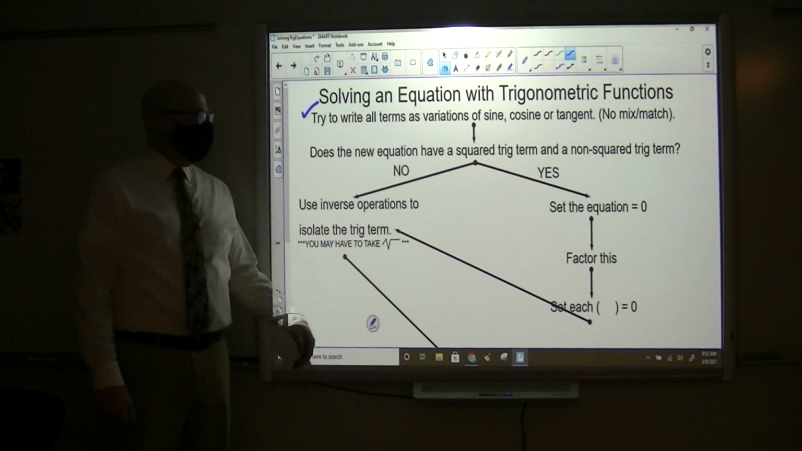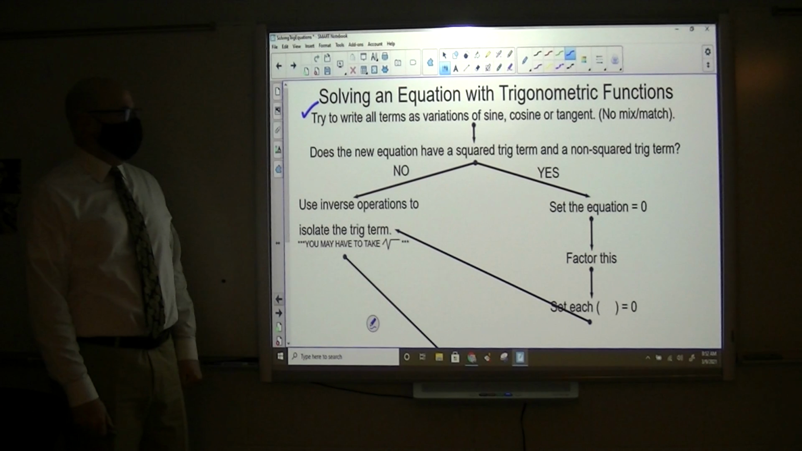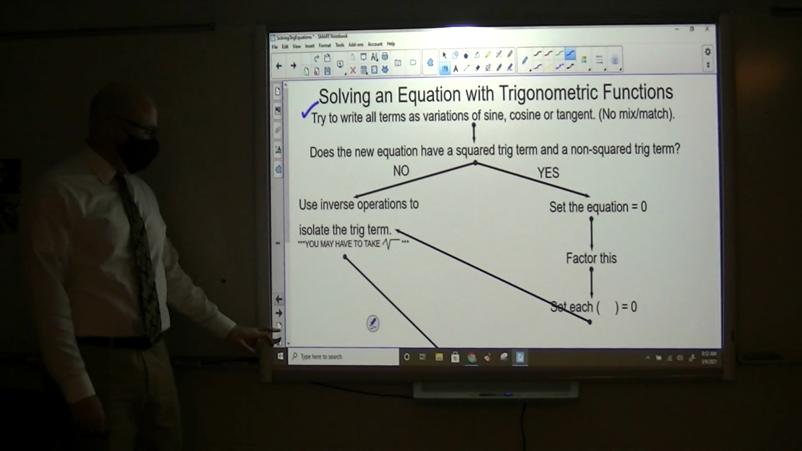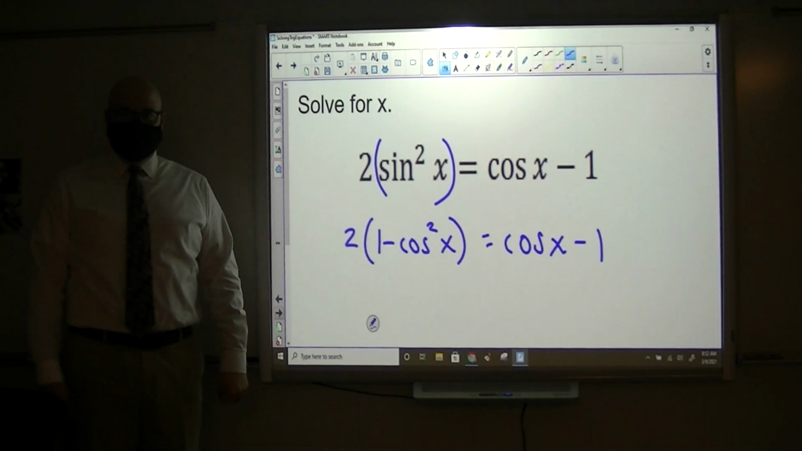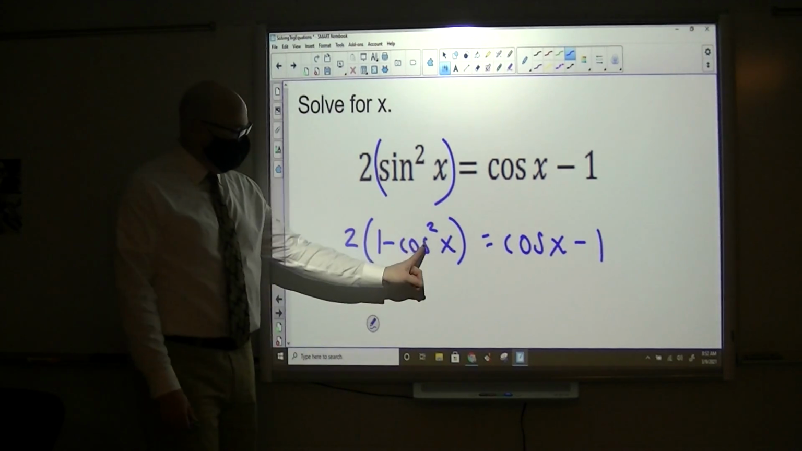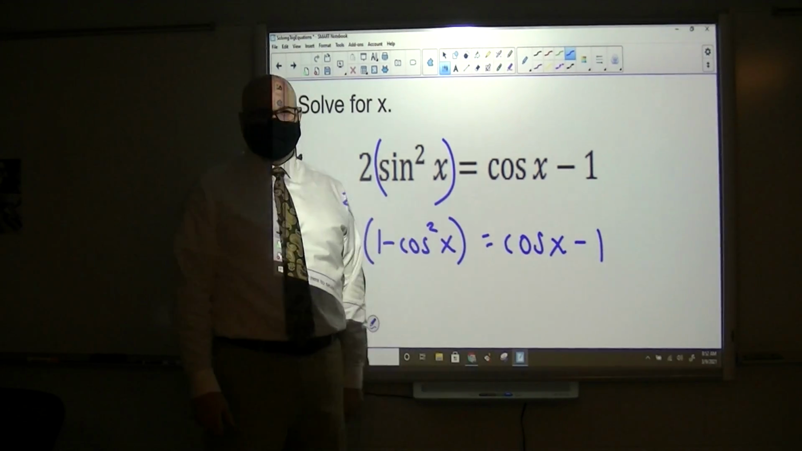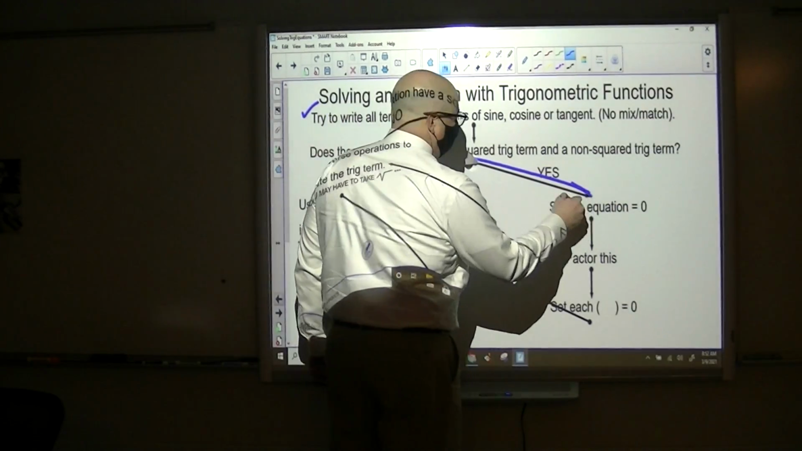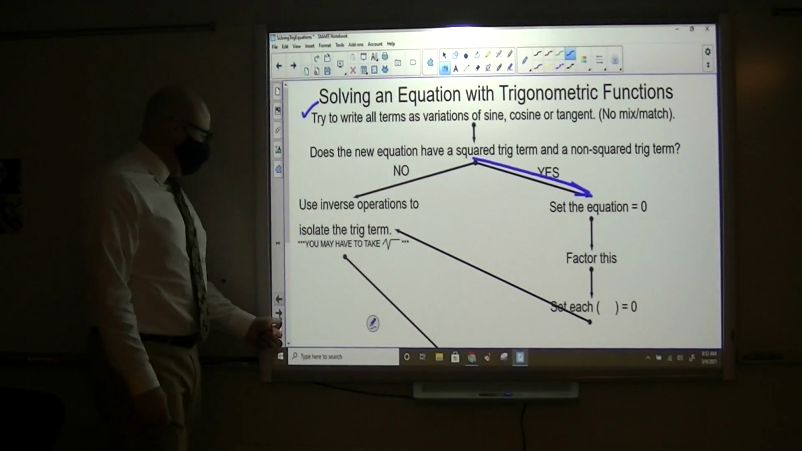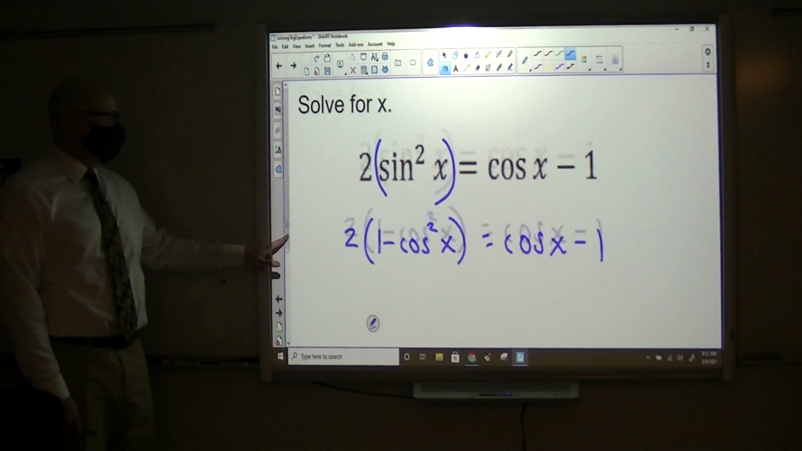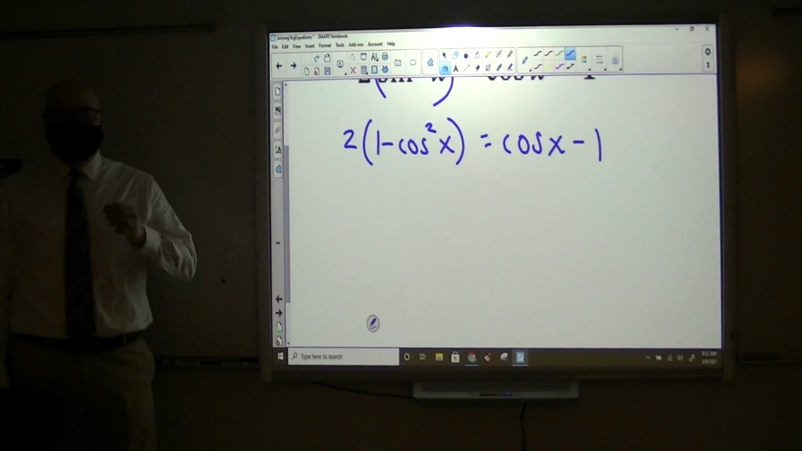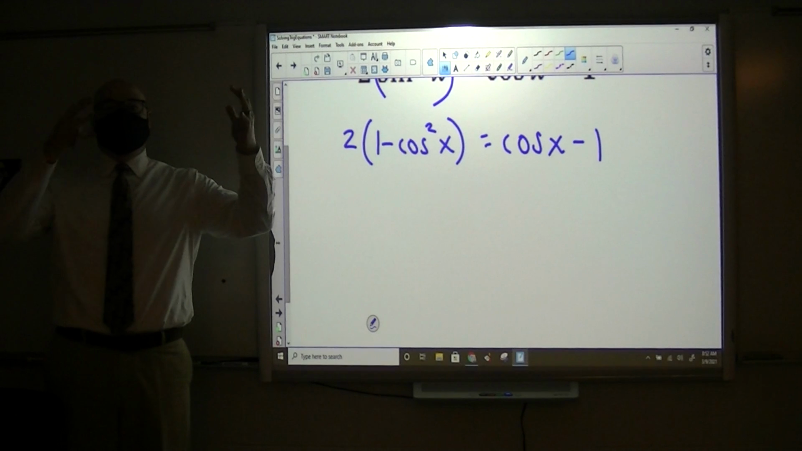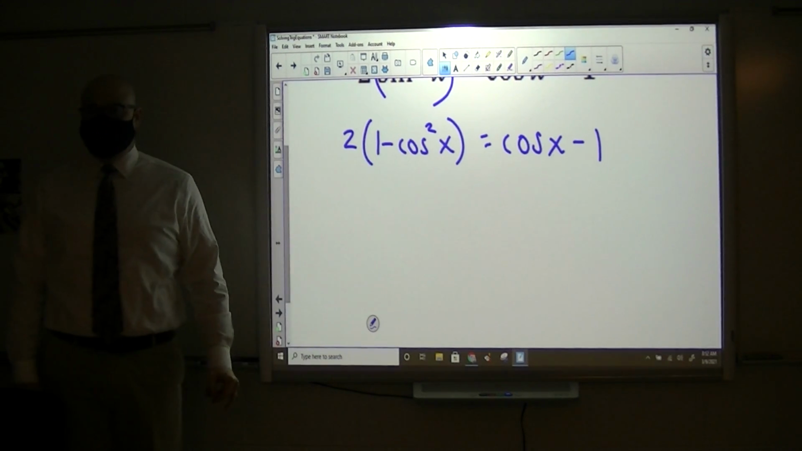Okay? Now we go here. Does the new equation have a squared trig term and a non-squared trig term? Does this equation have a squared trig term and a non-squared trig term? Indeed it does. Yes. So what do we do? We set the equation equal to 0. Now, what's that going to look like? Because it's definitely not equal to 0. So I need everything to be on one side of the equation.